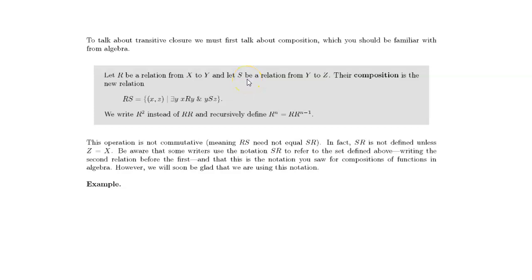As much fun as it would be to barrel right ahead to talking about the transitive closure, we need to understand how to compose relations first, which is something you should be familiar with from algebra. Instead of thinking about composition of relations, let's think about composition of functions. So that's going to be basically the same thing. We do the relation R first, and then we're going to follow it by the relation S, which is just like functions are composed in algebra.